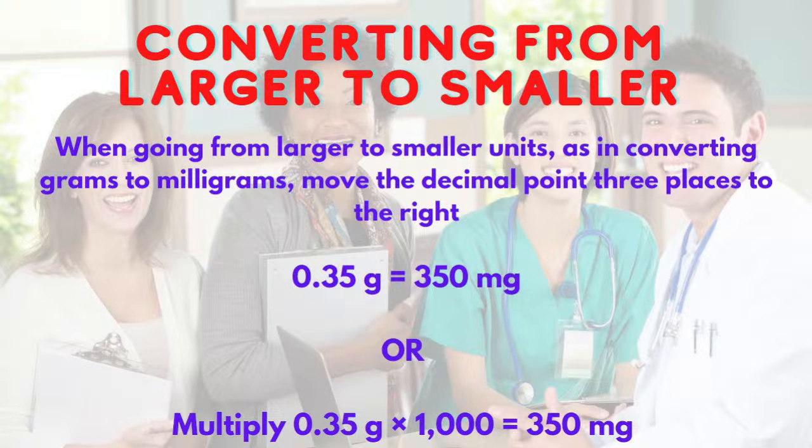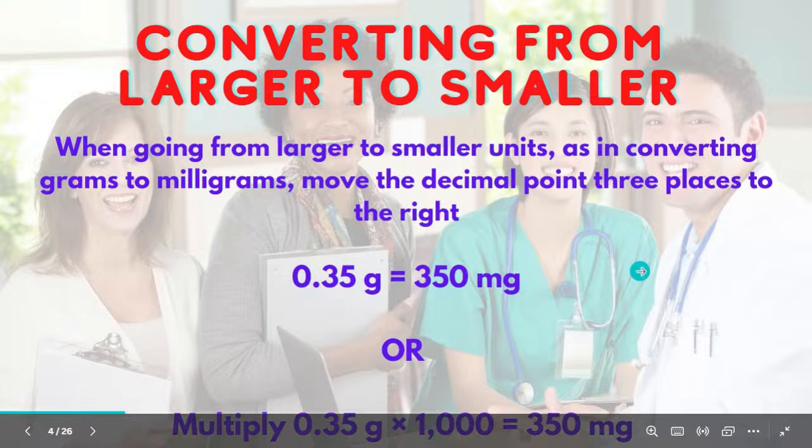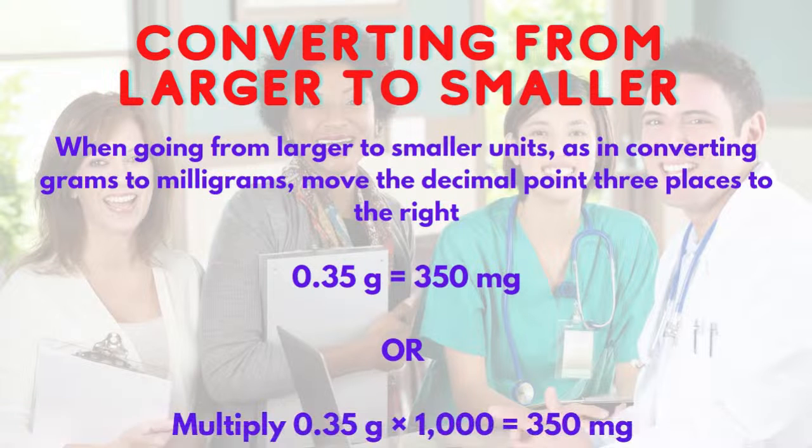Or the way that I normally do it, I simply multiply by 1,000. Anytime you're going from a larger unit to a smaller unit, you want to multiply by 1,000. This is when you're converting from grams to milligrams or milligrams to micrograms. Grams are bigger than milligrams. Milligrams are bigger than micrograms.